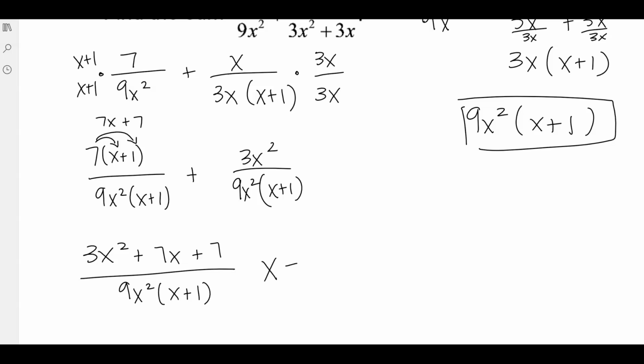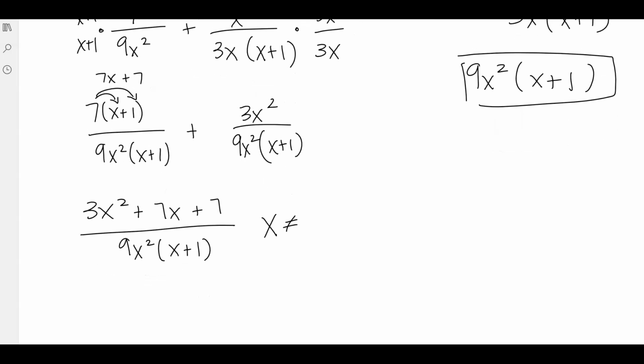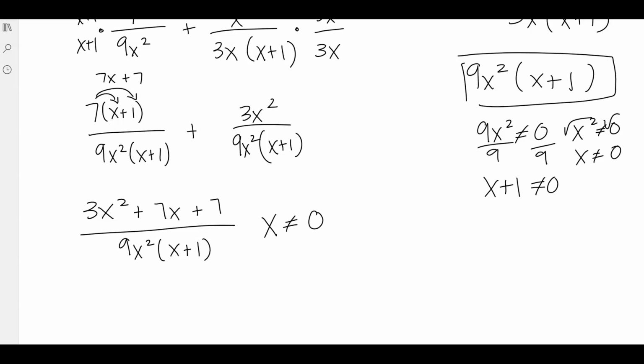And then our restrictions are what our lowest common denominator would equal. So you have 9x squared cannot equal 0, and then x plus 1 cannot equal 0. So we divide by 9, square root. So you just get x equals 0. And then subtract 1. So you have x cannot equal 0 and negative 1.